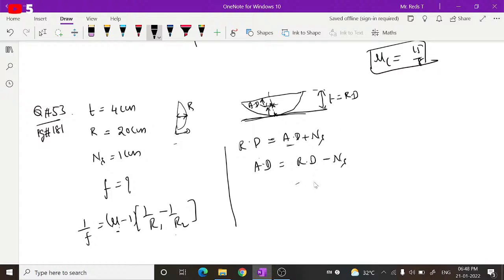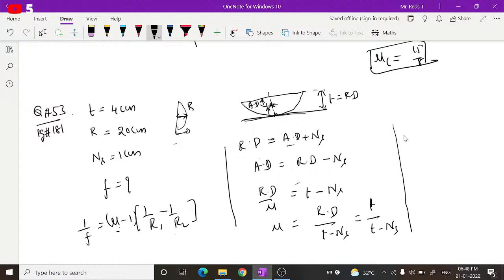Real depth is nothing but thickness T. Normal shift is given directly, and thickness also is given directly. Apparent depth can be expressed as real depth by mu. From this, by cross multiplying, mu is equal to real depth by T minus ns, and real depth is nothing but T. So mu is equal to T by T minus ns, which is 4 by 4 minus 1, which is 4 by 3.